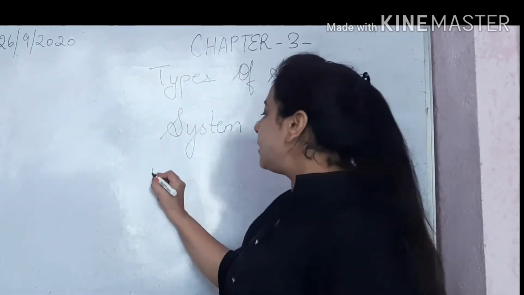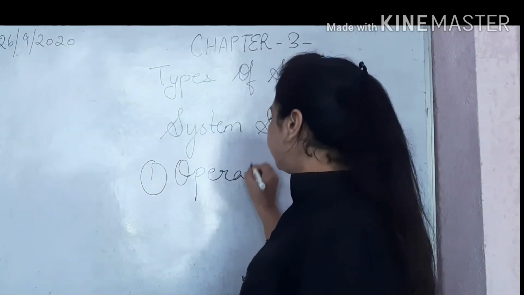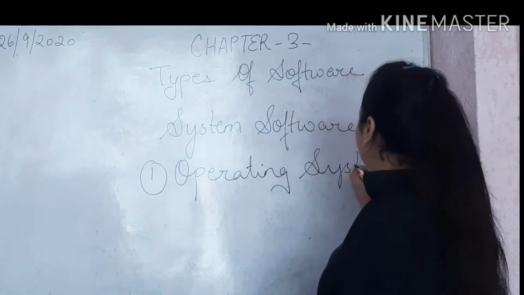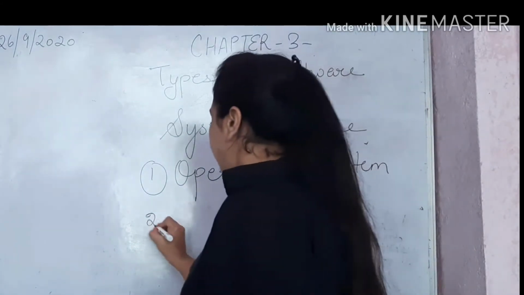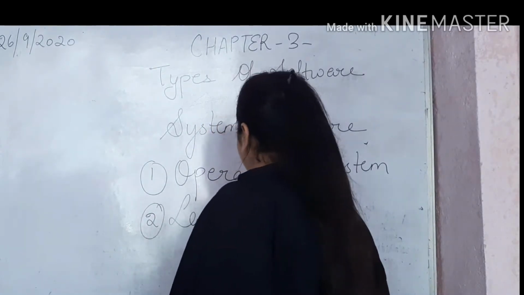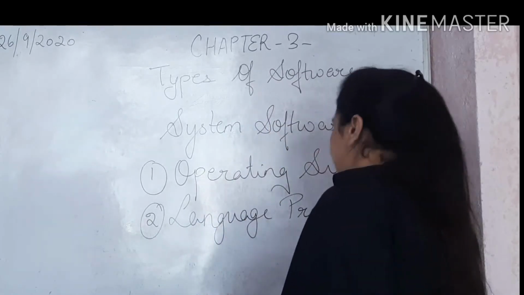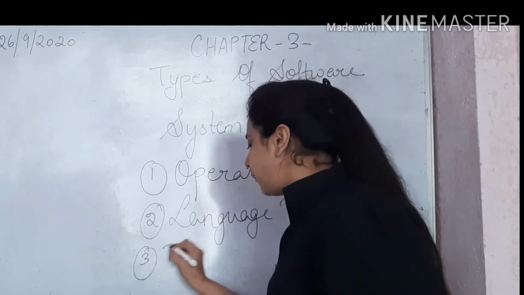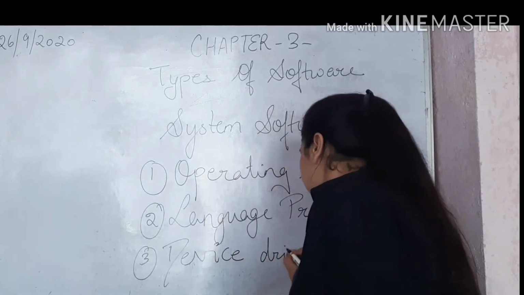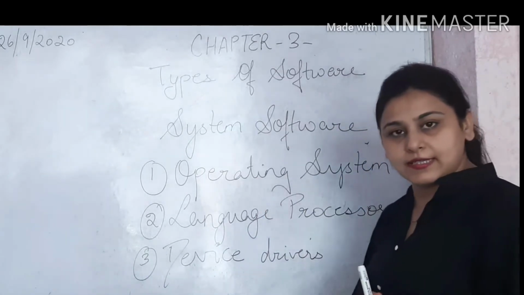So the softwares of system software are the operating system. The second one is your language processor. And the third one is your device driver. So these are system softwares. Okay. So the first one is your operating system.